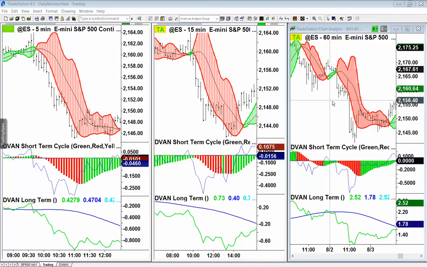This is a trade that we saw on August 2nd. These are all New York times. I want to identify the trend by using the 60-minute model, and then the 5 and the 15 will help serve as confirmation and a little quicker and more precise entry point and exit point for the trade.